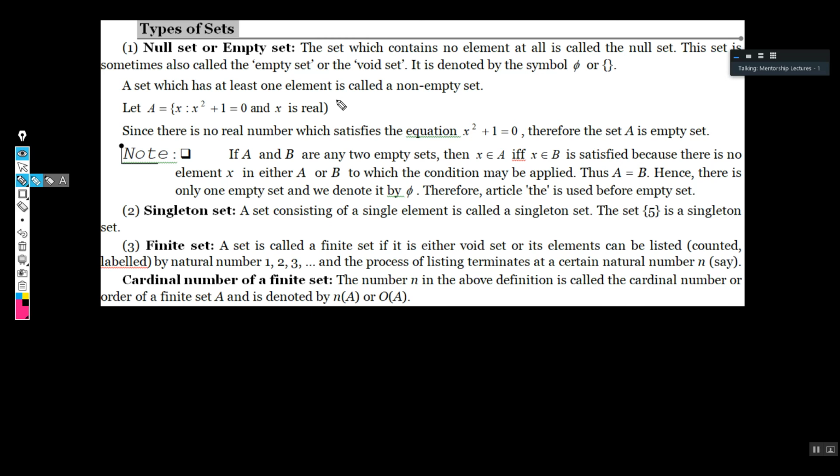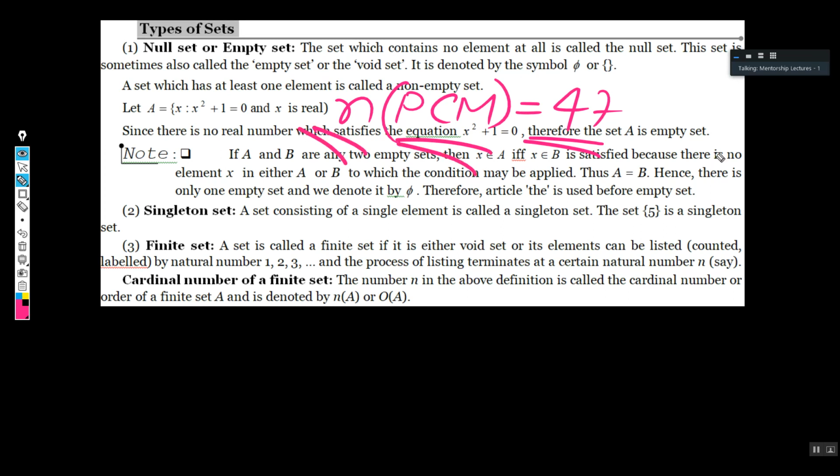So what is n of PCM today, excluding me? Anyone, do you answer? 47. That's it. So the cardinal number means the number of elements that are present. The number of elements present in the class today is the cardinal number of that set PCM.